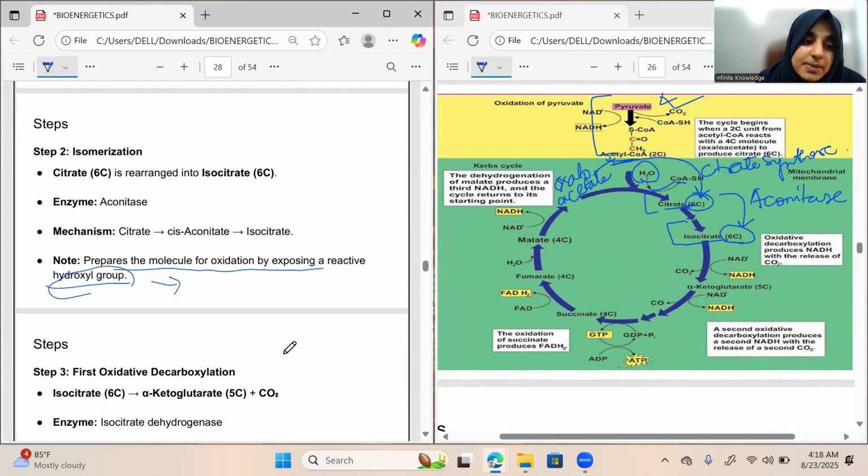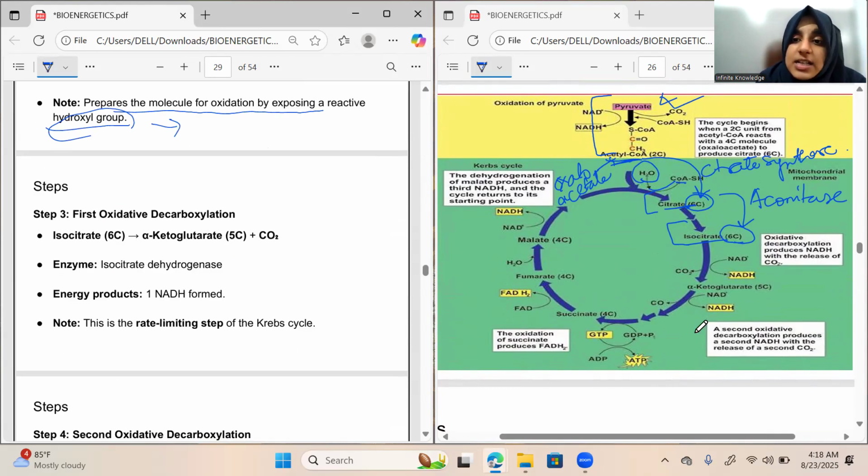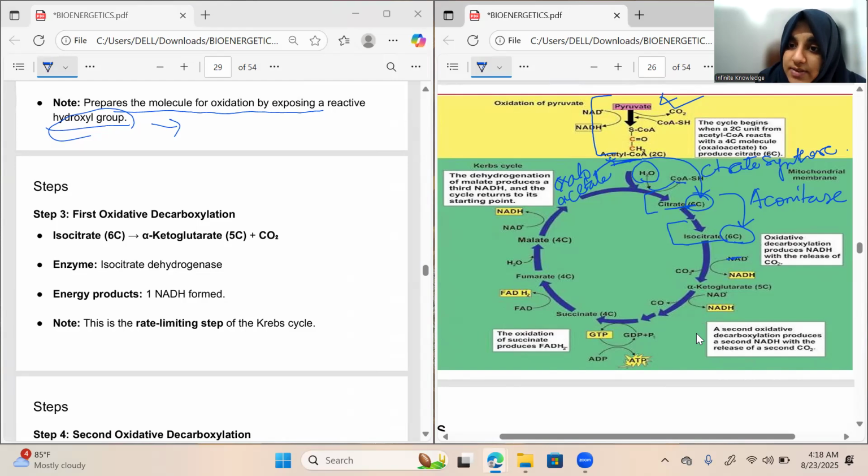After that, what happens for the third step? The third step is known as the first oxidative decarboxylation. Why is it known as that? Oxidative, because this NAD positive is converted into NADH, right? That is why it is given the name oxidative. Decarboxylation, why? Because carbon dioxide is removed, right? It means that one carbon molecule is being removed. That is why decarboxylation. Okay, you have to learn it by its name.